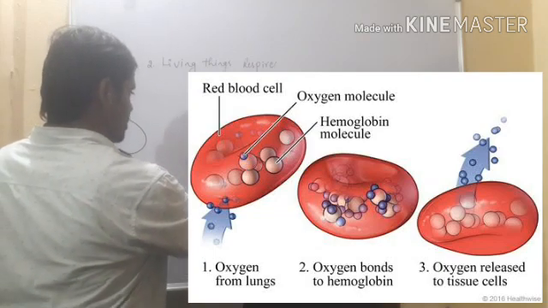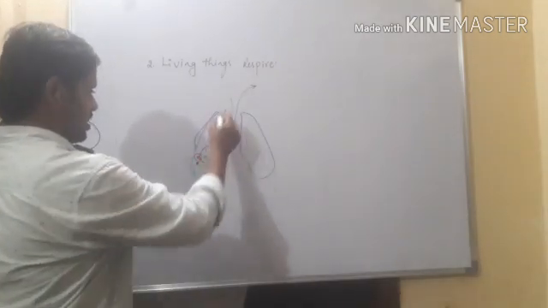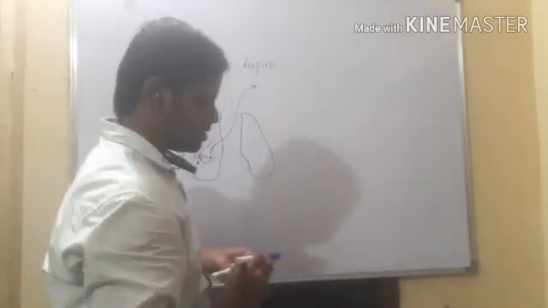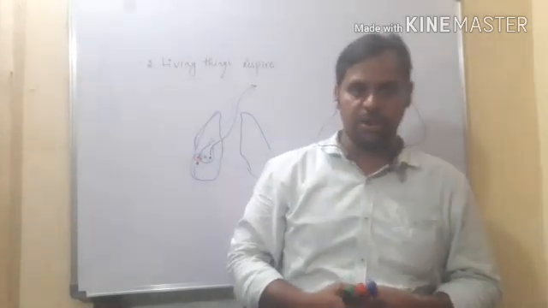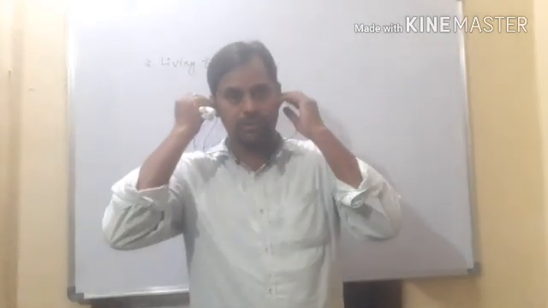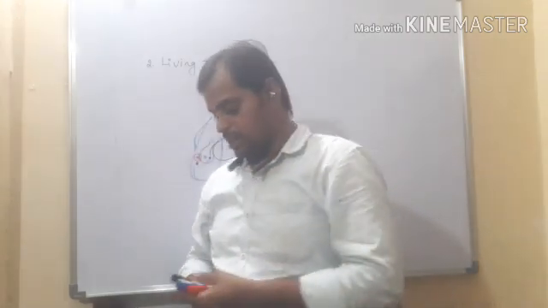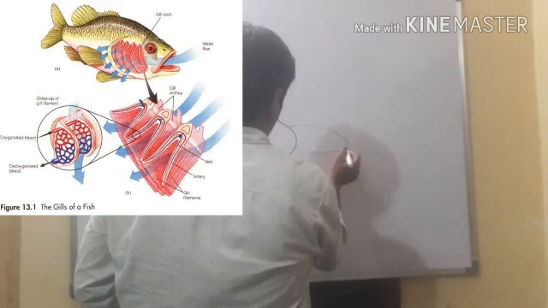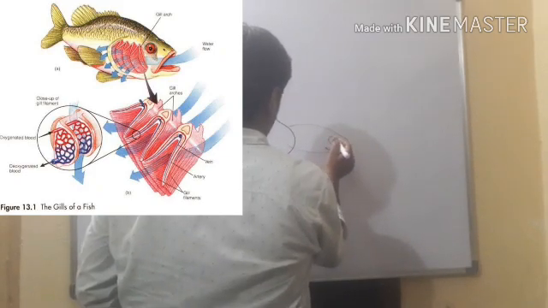Now, this carbon dioxide comes out in exhalation. See, oxygen is entering in and carbon dioxide is exiting out. In this way, respiration takes place in our body to release energy. To do work, definitely we require energy. In the same way, how do fish perform the activity? Fish have gills.